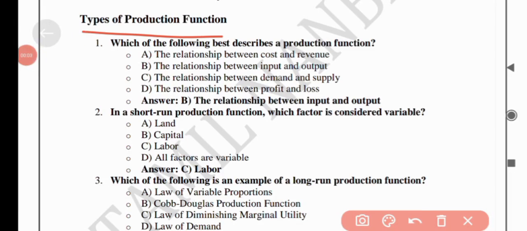Types of production function. Which of the following best describes a production function? The relationship between input and output. In a short run production function, which factor is considered variable? Labor.